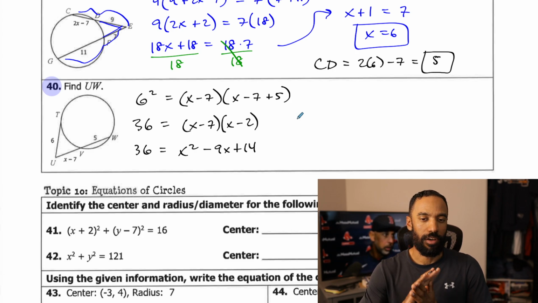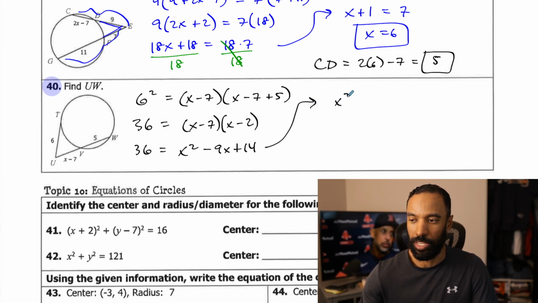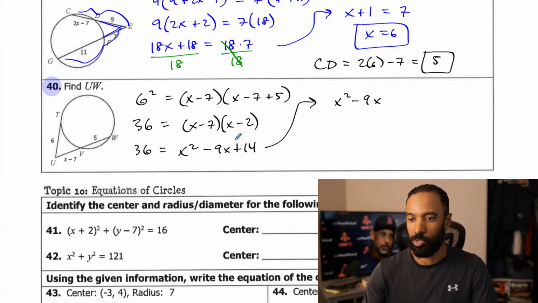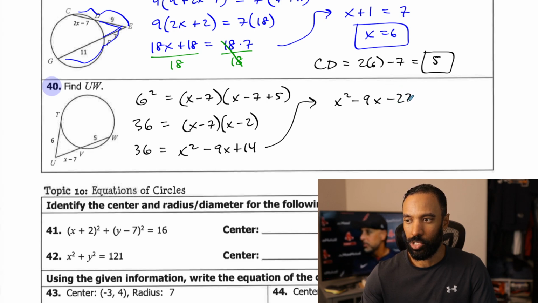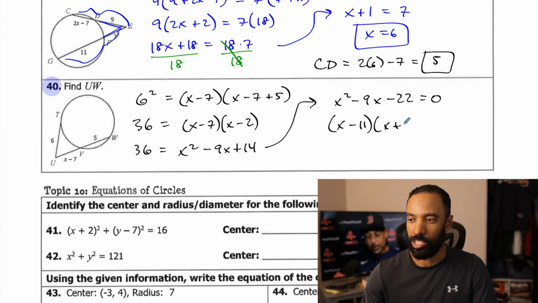There are plenty of ways to solve this one. I'm going to either use quadratic formula or factoring. If factoring is available, I'm going to use that. In order to do either, I have to set everything equal to 0. So I'm going to subtract 36 over, and I get negative 22. This looks factorable. This factors to x minus 11 times x plus 2.